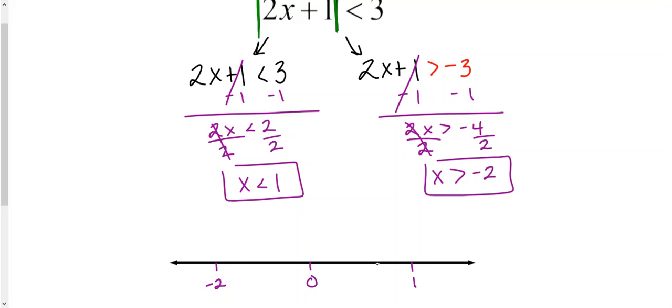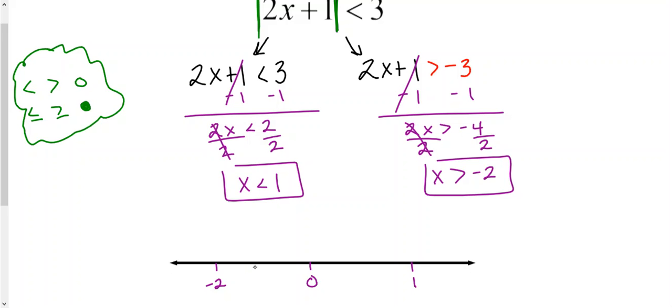Okay, now with graphing inequalities, remember, we get a little bit different. We have to first check what kind of circle. And over here, we're just going to recap. Less than and greater thans, they have open circles. Less than or equal to and greater than or equal to, they have closed circles. So you just want to remember that when you're graphing inequalities. So for this example, both get an open circle. So -2 gets an open circle, +1 gets an open circle.